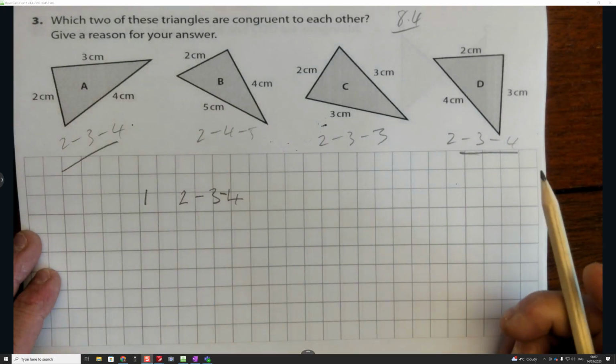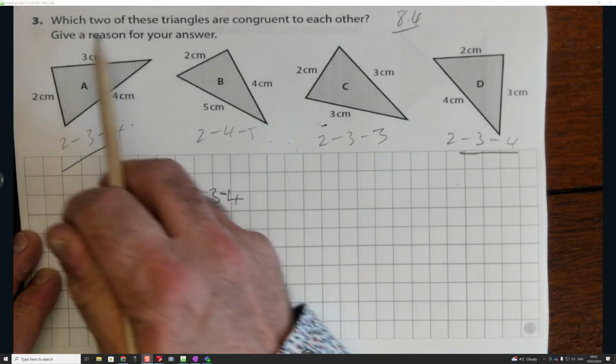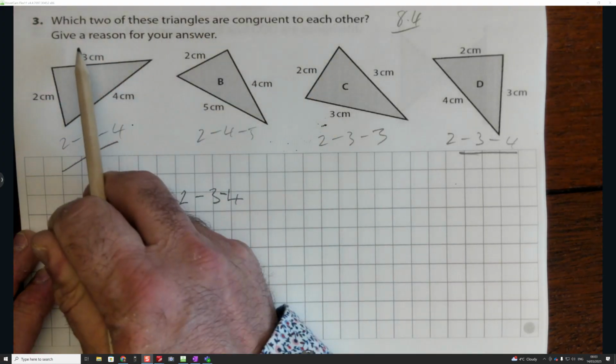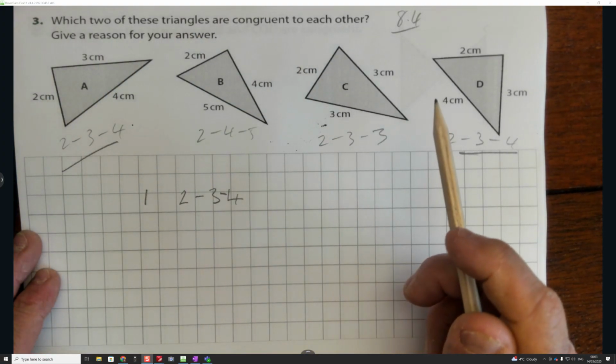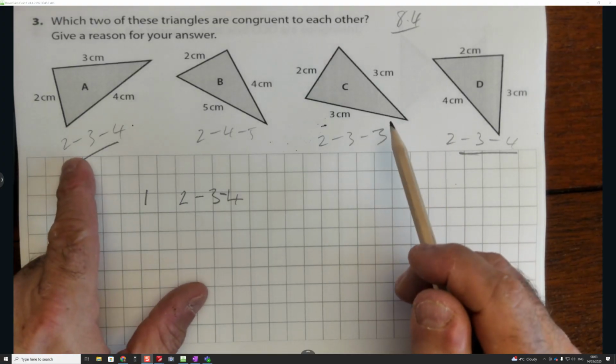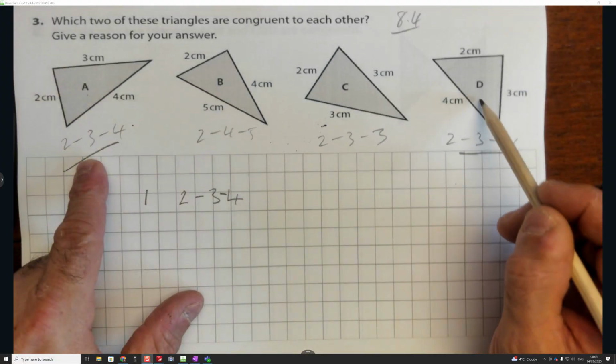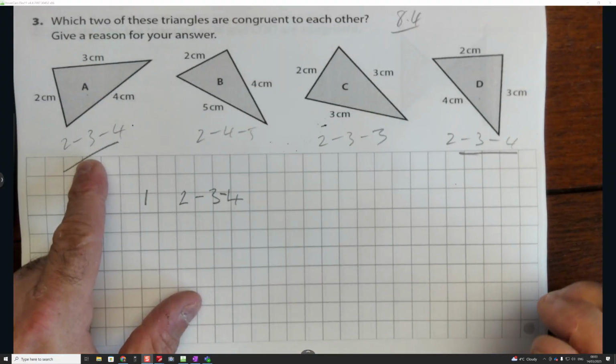Okay, welcome back, students. So here we are. We're trying to answer the question: which two of these triangles are congruent to each other, and give a reason for your answer. Okay, so I've just done up a list of the two side conditions, and we clearly identify that A and D have the same side conditions.